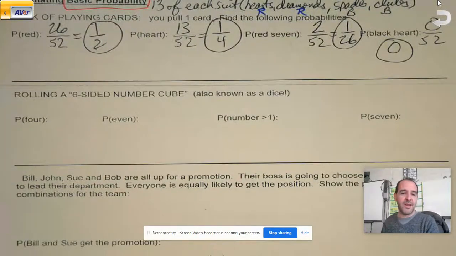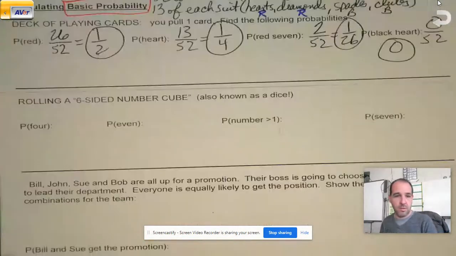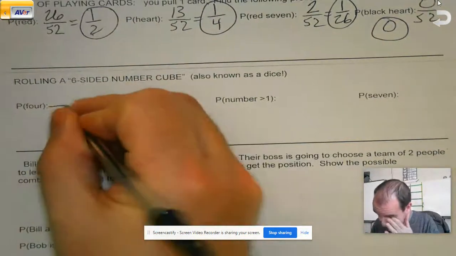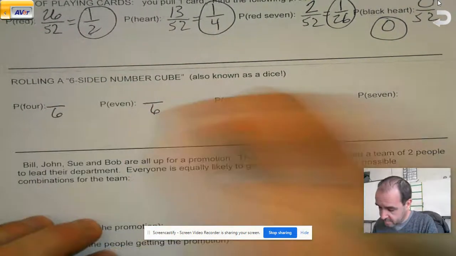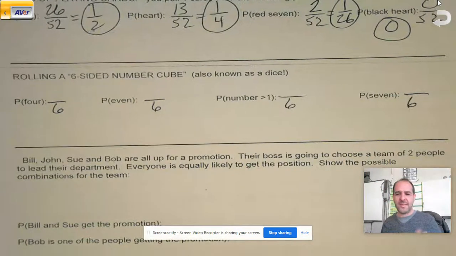Rolling a 6-sided number cube. Why they call this that and they don't just call it a 6-sided die, I don't know, but we'll roll with it. So again, we're thinking success out of total. If I'm rolling a die, there's 6 sides, unless we're dealing with one of those funny 20-sided cubes or something else, but here it says 6-sided. Okay, what's my success? What's my chance of getting a 4?